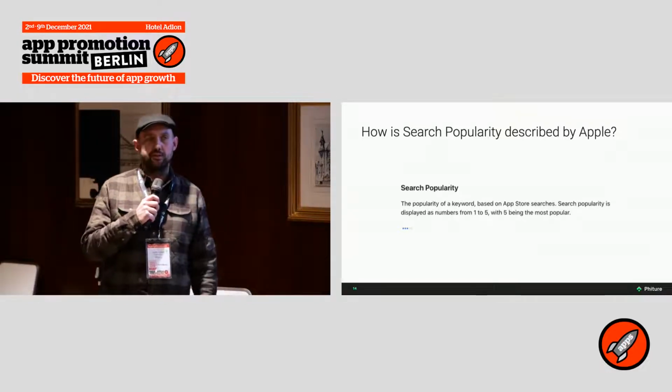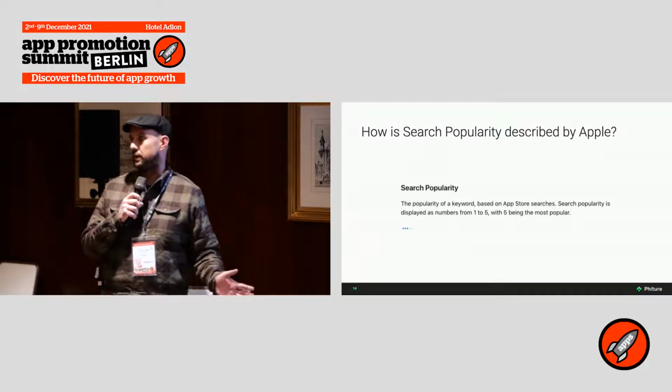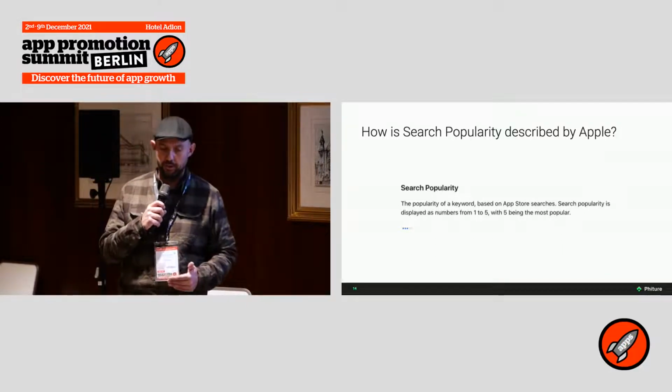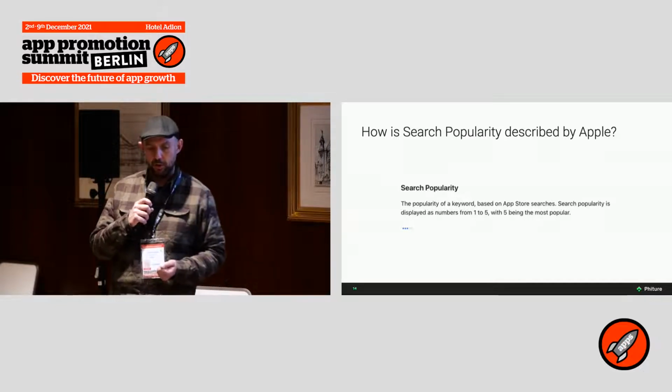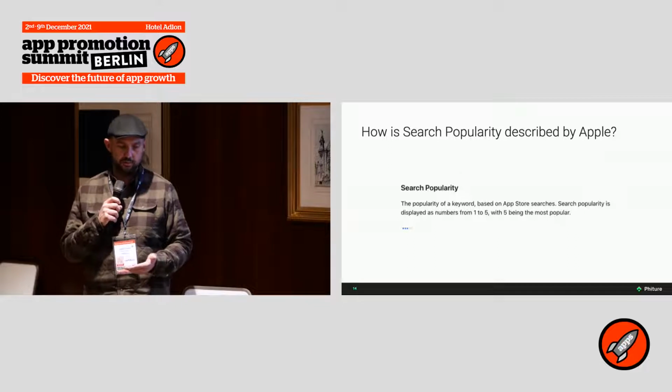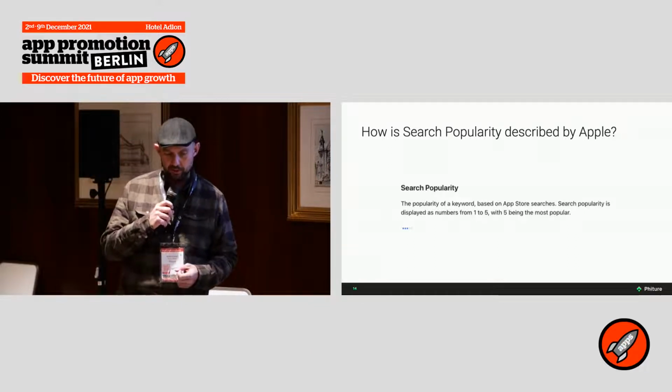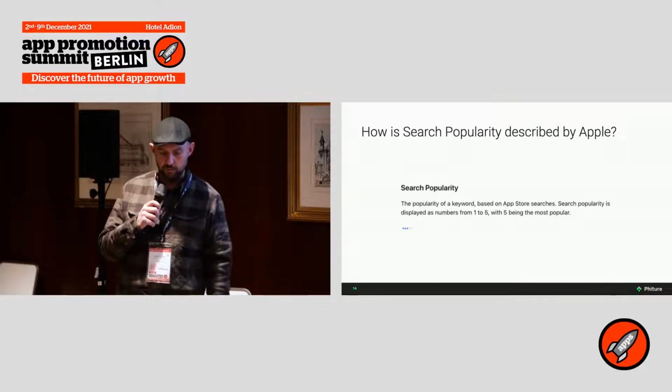Now, Apple is a little bit vague on what that actually means. Basically, how they describe it in the Apple Search Ads manual is: search popularity is the popularity of a keyword based on App Store searches. Search popularity is displayed as numbers from 1 to 5, with 5 being the most popular.